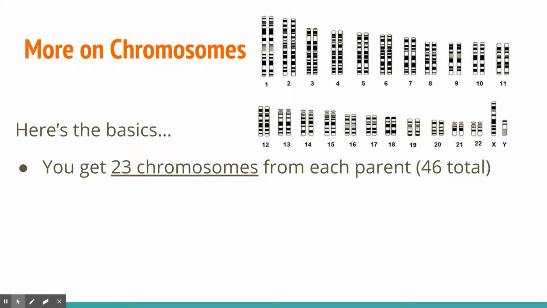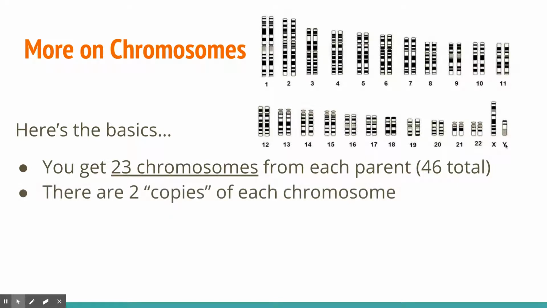Each human, this is human numbers, gets 23 chromosomes from each parent. So 23 from the sperm, 23 from the egg to give us a total of 46. So these pretty much are the layout of our chromosomes. The last one, X and Y, will determine the gender of said baby. So X and Y is a male, XX is female.